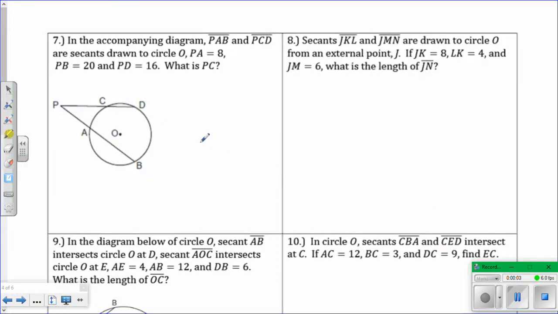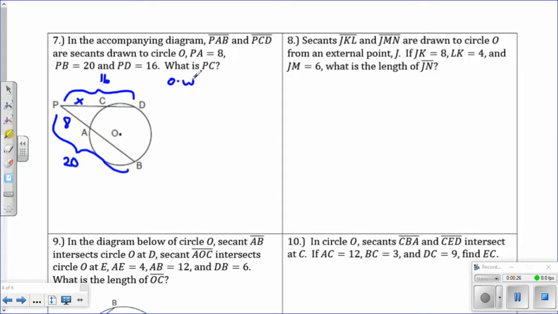Next, let's do two problems that involve two secants. So number 7 says PAB and PCD are secants. You can see they both go through the circle, touching it in two places. PA is 8. PB, the whole length, so I'm going to make the curvy brackets here, is 20. And PD, this whole length, is 16. What is PC? This is our x. Actually, for a tangent and a secant or two secants, the rule is the same. Outside times whole equals outside times whole. Let's do the top secant first. The part that's outside the circle is x, and the whole entire secant is 16. And the other secant, the part that's outside the circle, is 8, and the whole entire secant is 20.